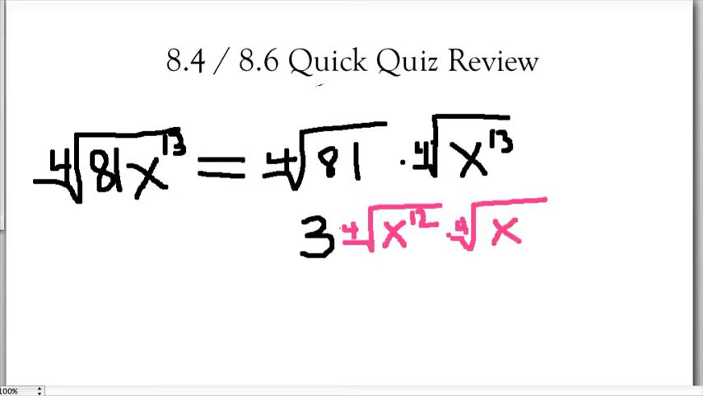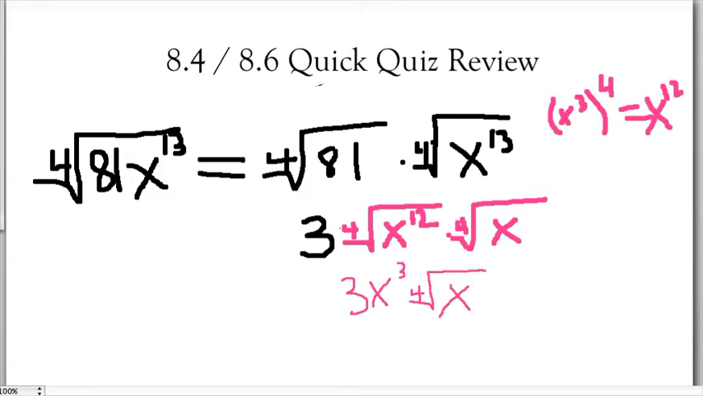And then this fourth root of x to the 12th I can actually evaluate. I'm thinking, what to the fourth power equals x to the 12th? Since power to a power you multiply, that would be x cubed. The trick to find that quickly is to just do 12 divided by 4, and this becomes x cubed. And then I'm left with the fourth root of x.